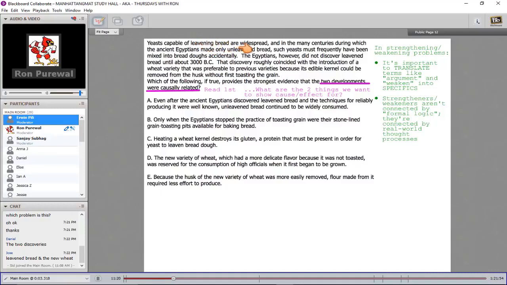So there's a bunch of yeast, blah, blah, blah. Many centuries during which the Egyptians made unleavened bread. Basically, they might have made leavened bread by accident, but they didn't do it on purpose until this time. So one of these discoveries or developments was leavened bread. And even if you don't know what leavened means, it's still okay.